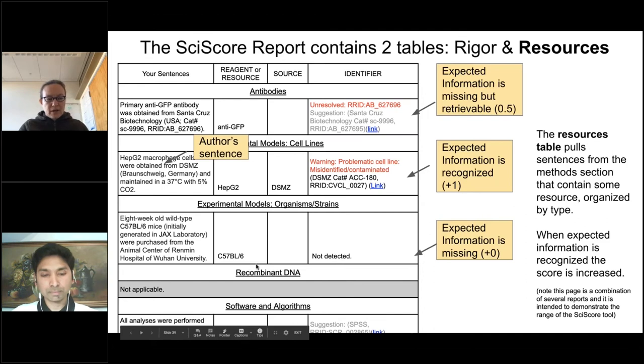So here's again a note about SPSS, and there's a suggestion. A lot of these suggestions will hopefully help people just click on them and figure out if that's the right tool.